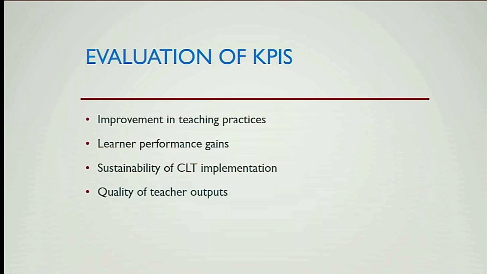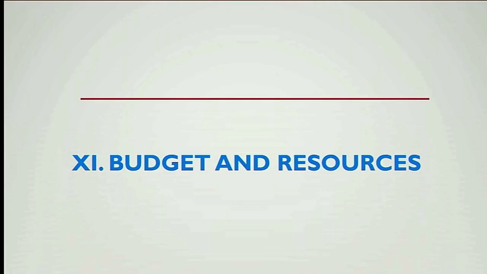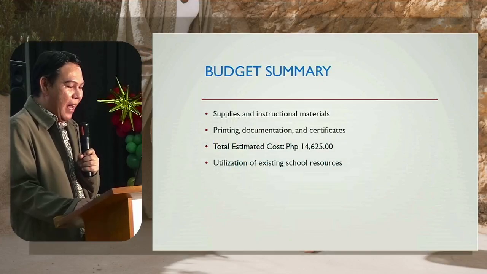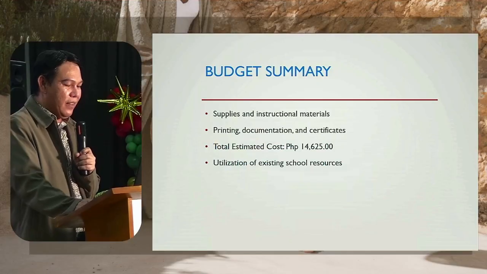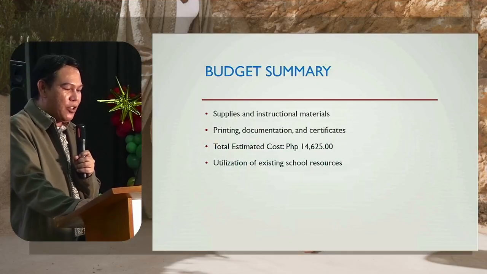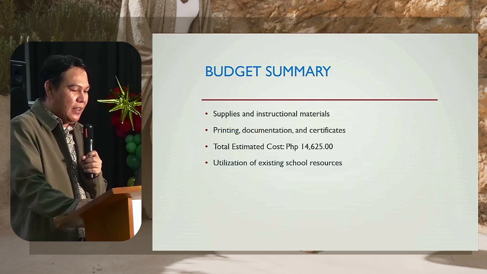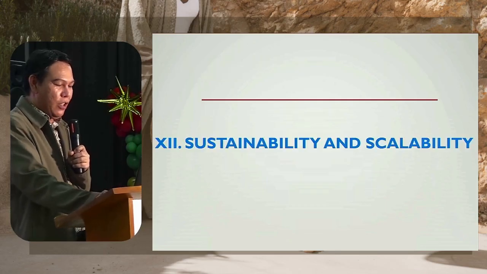So how will this be budgeted? These are the budget and resources: supplies and instructional materials, printing, documentation, and certificates. Total estimated cost of $14,625, and then utilization of existing school resources.